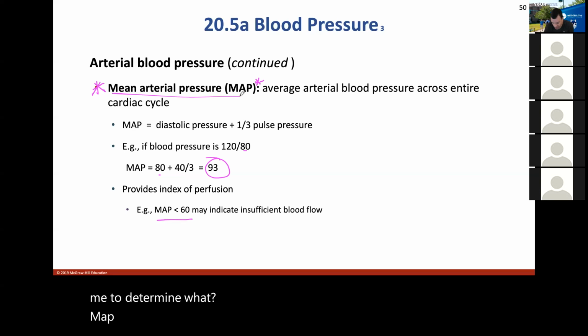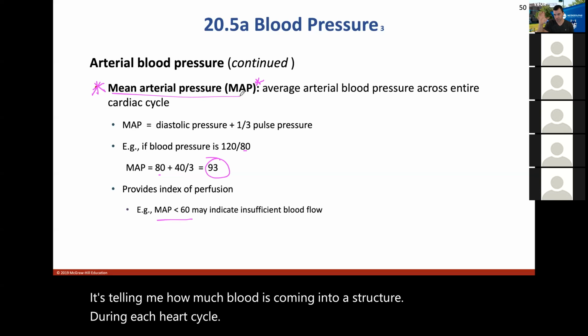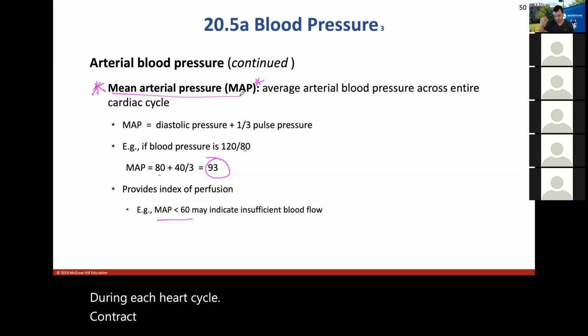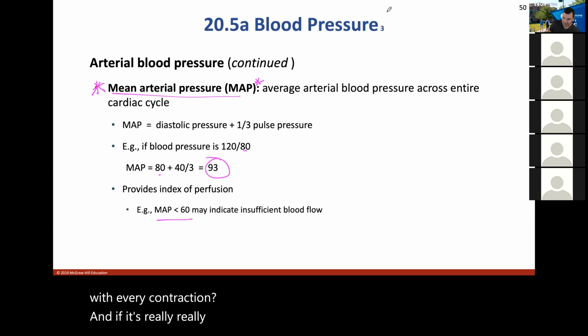And what is MAP? MAP is telling me how much oxygen, how much blood is coming into a structure during each heart cycle. Contract, contract, contract. How much blood is getting into the tissues with every contraction. And if it's really, really low, less than 60, you're in a world of hurt.